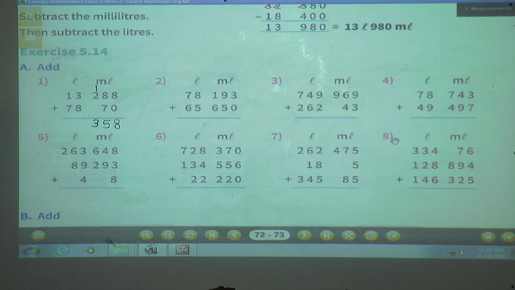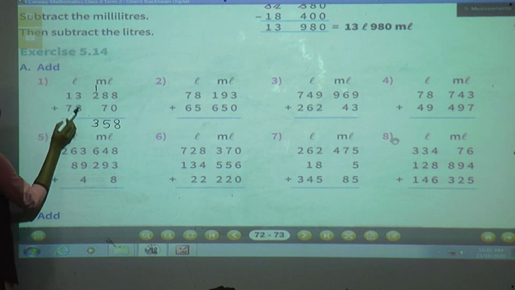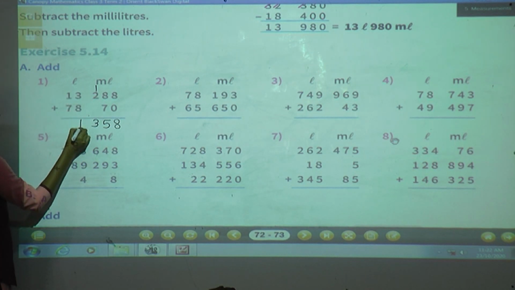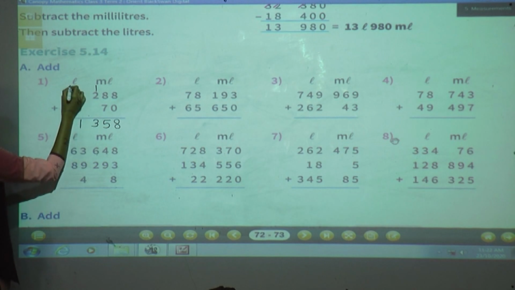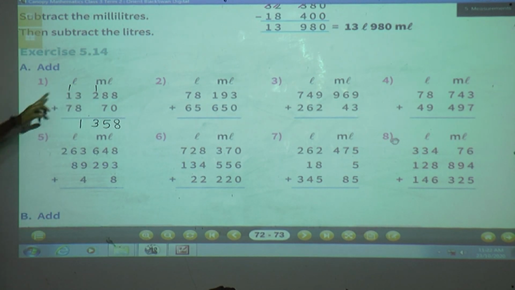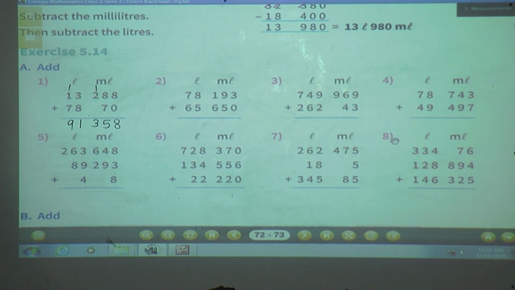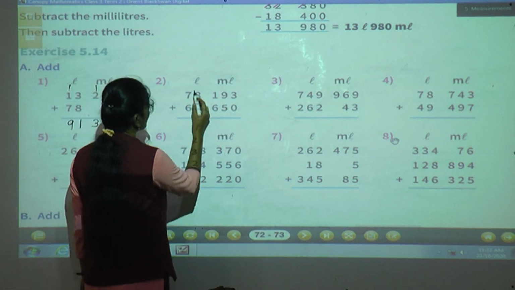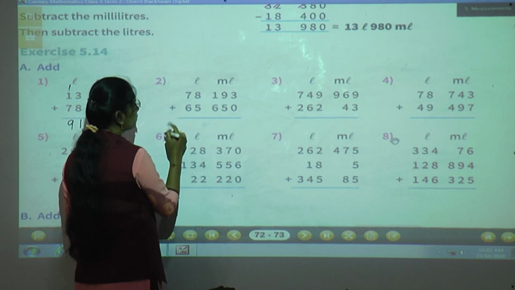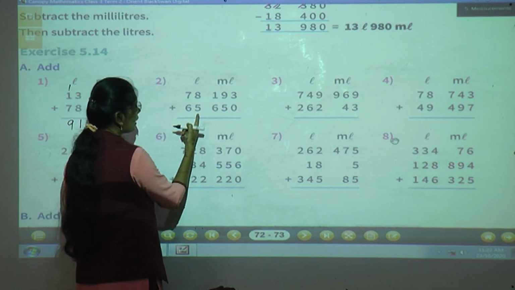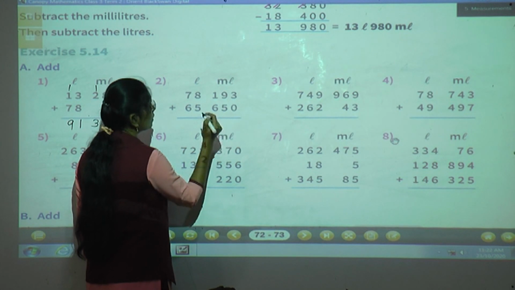Now we will move to the liters column. See here in liters, how many liters are there? 3 and here 8. 3 plus 8, 11. So we will write here 1 and we will give 1 carry. Then 1 plus 1, 2. 2 plus 7, 9. Okay, so what is the answer? 91 liter 358 milliliters. Next, 78 liter 193 milliliter plus 65 liter 650 milliliter.